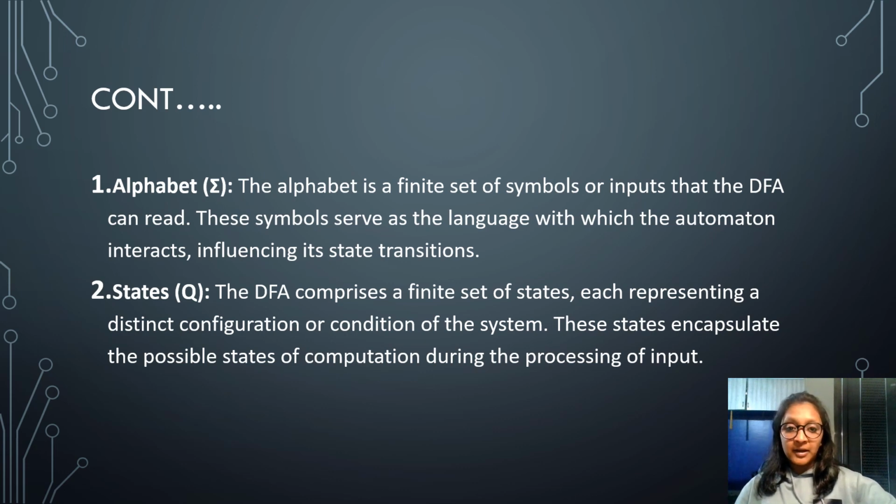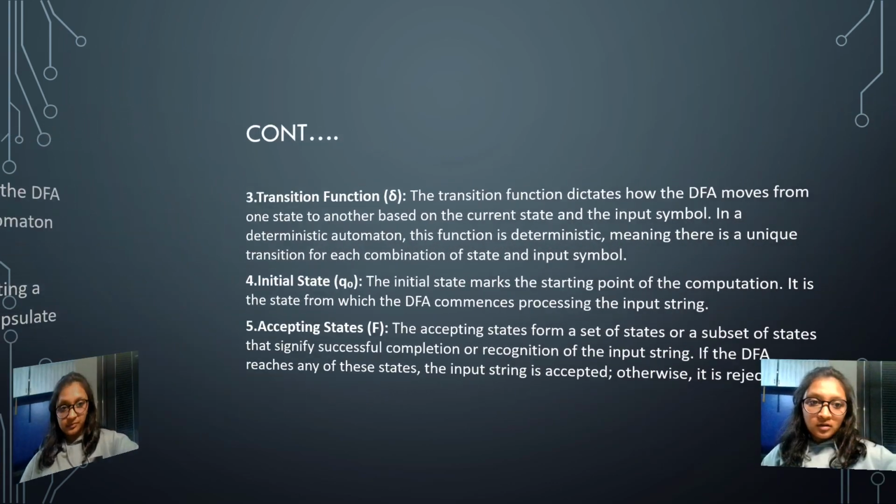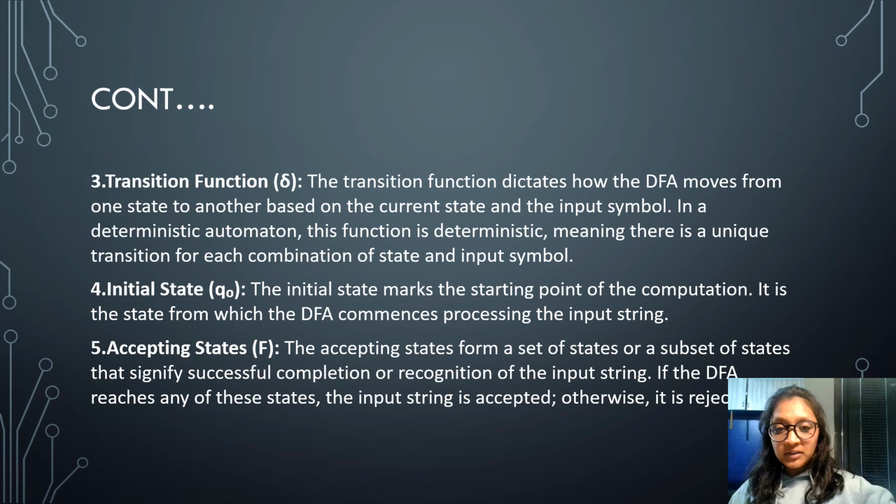States. The DFA comprises a finite set of states, each representing a distinct configuration or condition of the system. These states encapsulate the possible stages of computation during the processing of input. Transition function. The transition function dictates how the DFA moves from one state to another based on the current state and the input symbol. In the deterministic automaton, this function is deterministic, meaning there is a unique transition for each combination of state and input symbol.